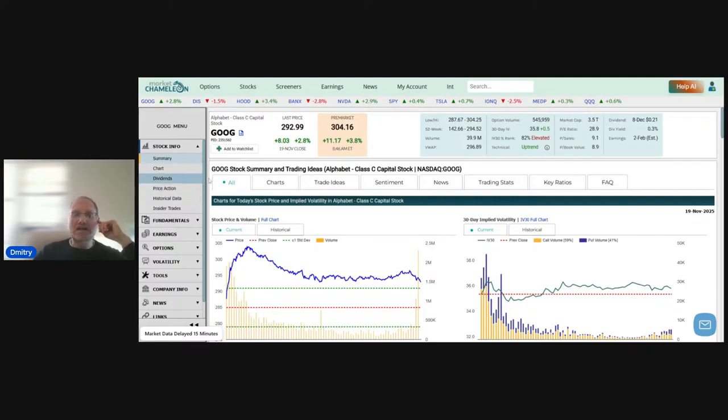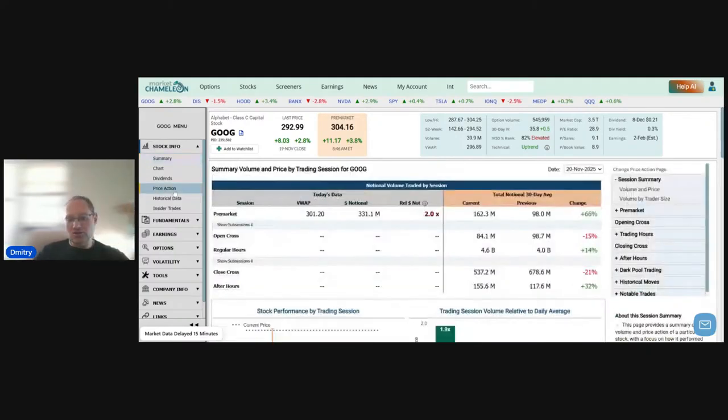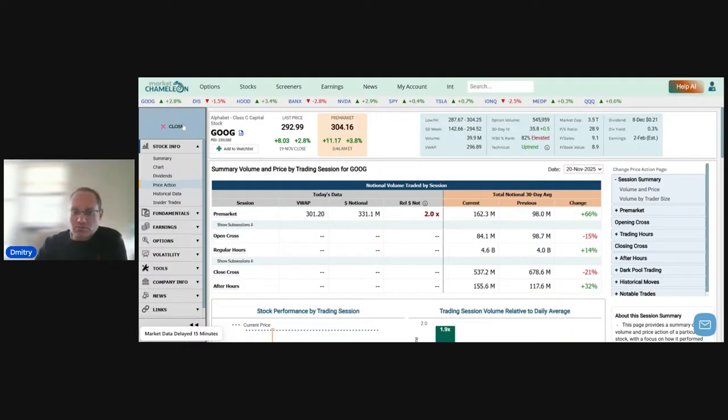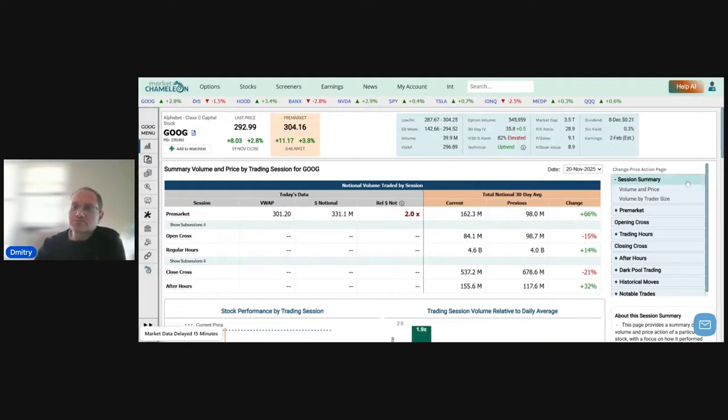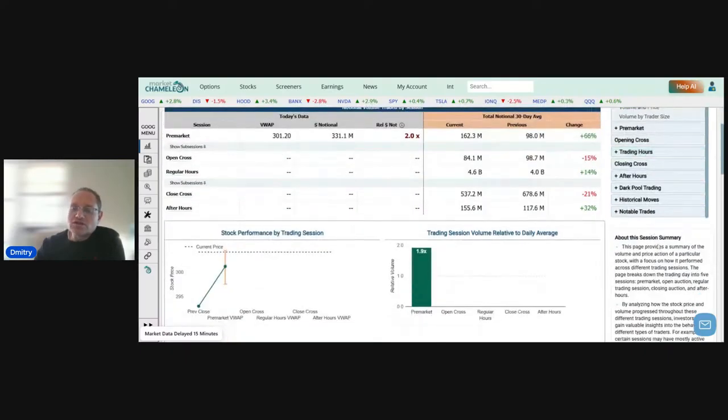On the left-hand side, under stock info, we're going to go to price action. This will take us to a new page where we have different ways that we could analyze volume. I'm going to click on this menu to minimize it and expand our screen. You'll see on the right-hand side we have different choices, and one is dark pool trading. So I'm going to click on that.